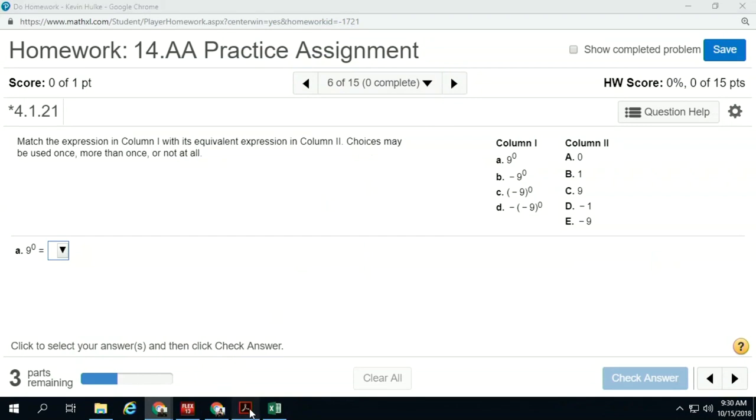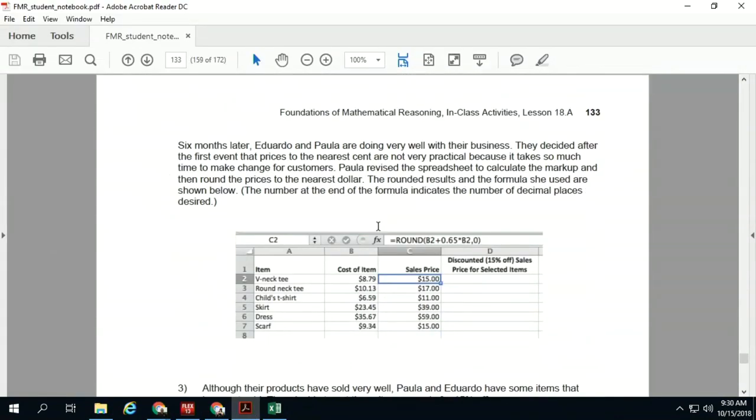Oops, where did I go? Yes. This is the hard part. 6 months later, Eduardo and Paula are doing very well with their business. They decided after the first event that prices to the nearest cent are not very practical. It takes so much time to make change for customers. Paula revised the spreadsheet to calculate the markup and then round the prices to the nearest dollar.